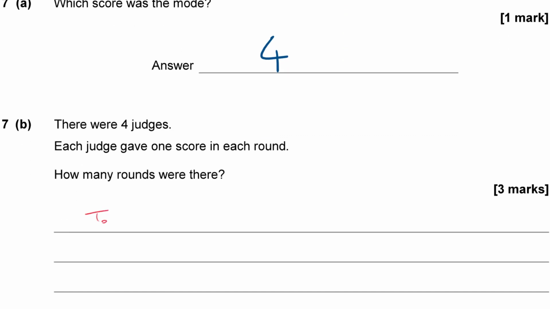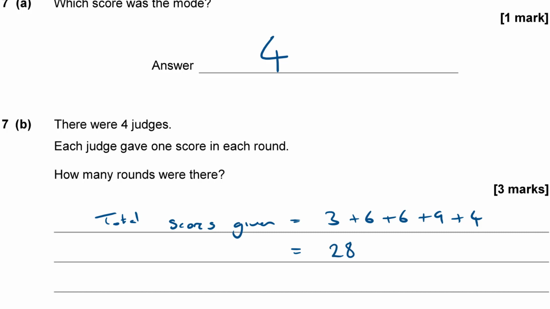So total scores given is 3 plus 6 plus 6 plus 9 plus 4, wasn't it? And that adds up to 3, so it's 12, 21, 25, 28. So it adds up to 28.